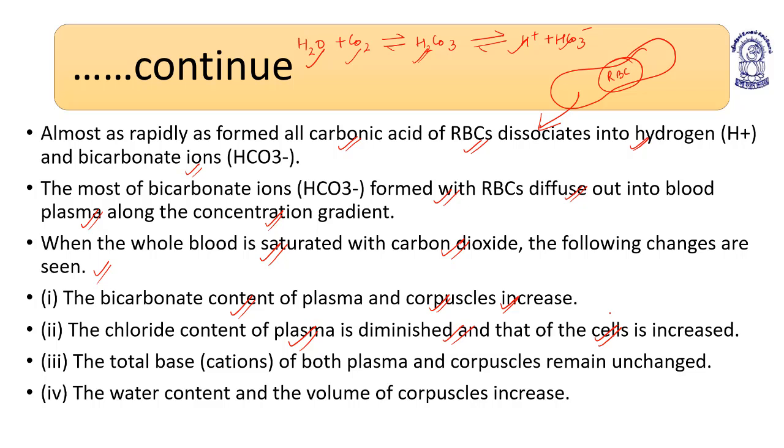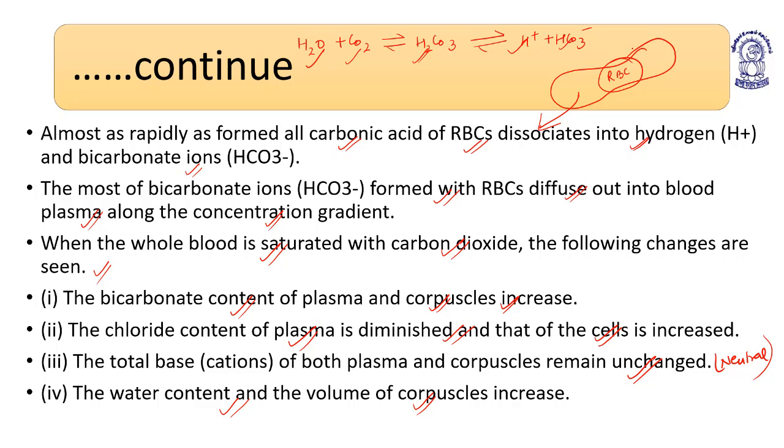The chloride content of plasma is diminished, because Cl minus comes out, and that of cells is increased. The total base, meaning the cations of both plasma and corpuscles, remains unchanged; the condition becomes electrically neutral. The water content and the volume of corpuscles increase.